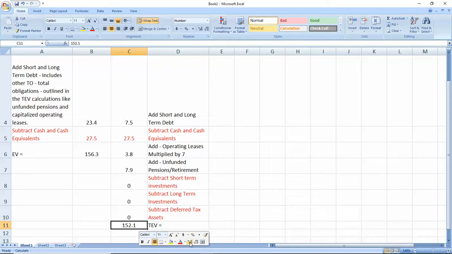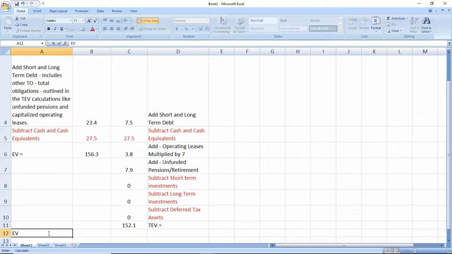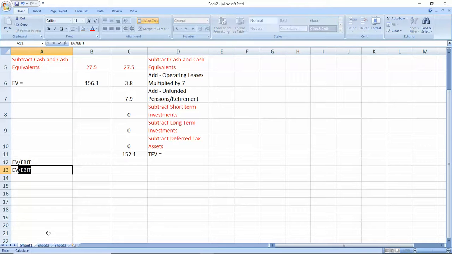So again, this number being lower than the market cap is one sign the company could be undervalued. So let's see. Now that we have EBIT, EV to FCF, EV to owner's earnings, now that we have owner's earnings.